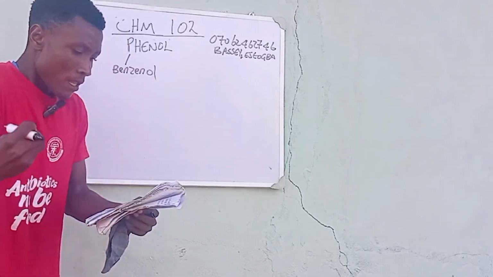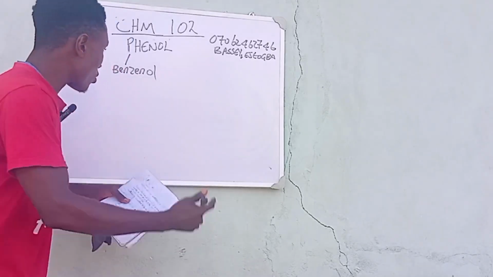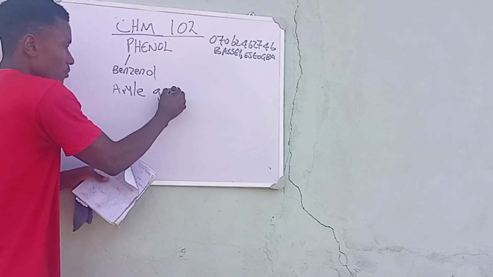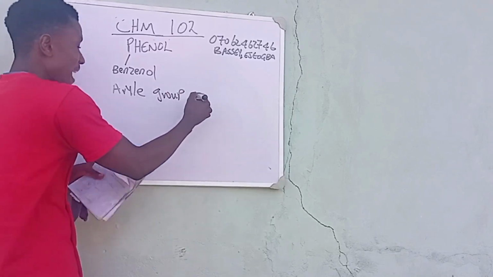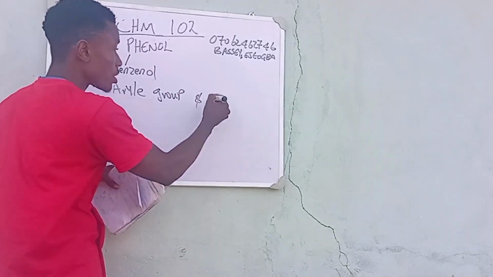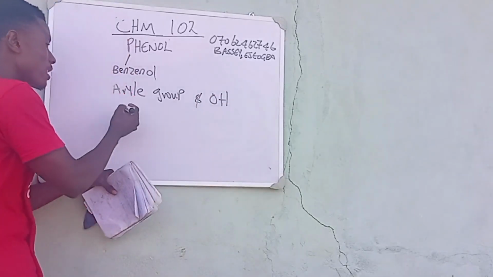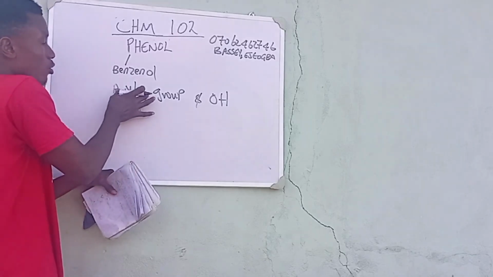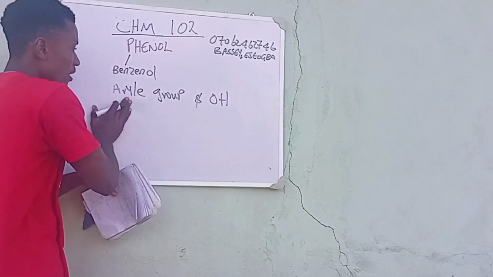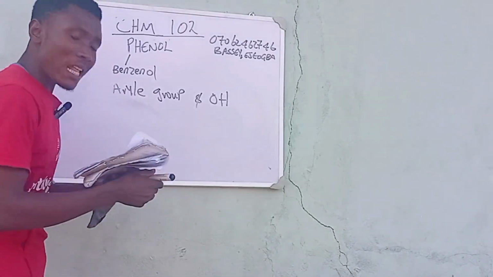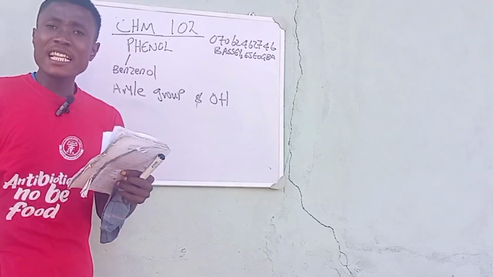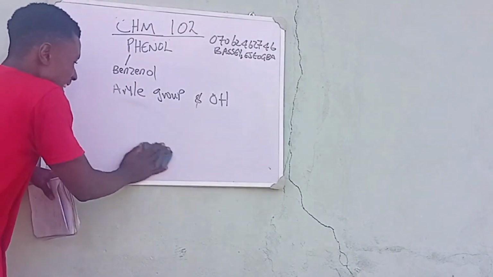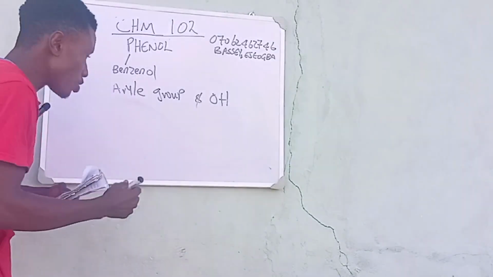So basically the first group is the aryl group, and the second one is the hydroxy group, which is the OH. Remember the other time I talked about the alkyl group, but right now the name has changed from alkyl to aryl. So what is the aryl group? Now the aryl group, or aryl, is simply a benzene that has lost 1 hydrogen.